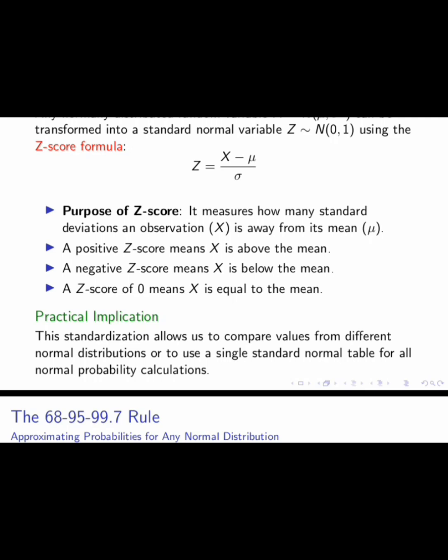Now, what is the purpose of the z-score? Why do we have the z-score? The z-score measures how many standard deviations an observation is away from its mean. The reason why we have the z-score is because we have what we call variance.